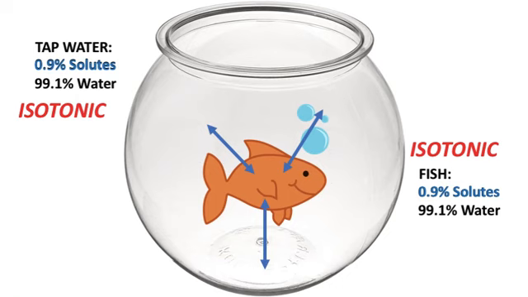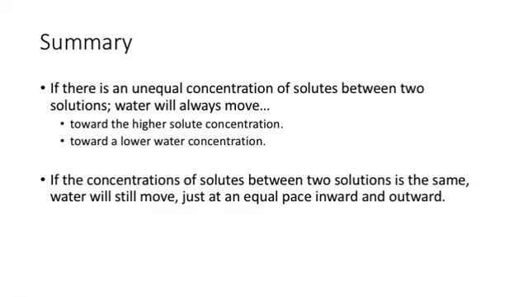Now, for our summary, if there is an unequal concentration of solutes between two solutions, water will always move, either towards the higher solute concentration or toward a lower water concentration. These two phrases actually mean the same exact thing. Now, if the solutes between the two solutions are the same, water will still move. It just moves at an equal pace inward and outward.